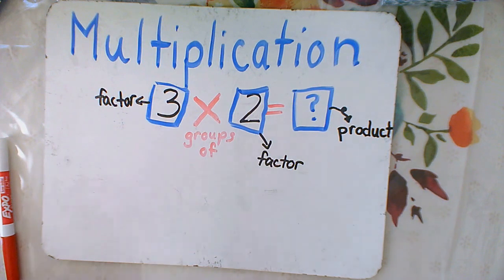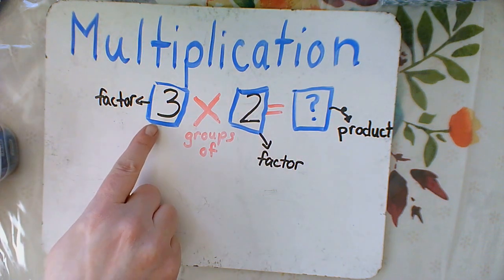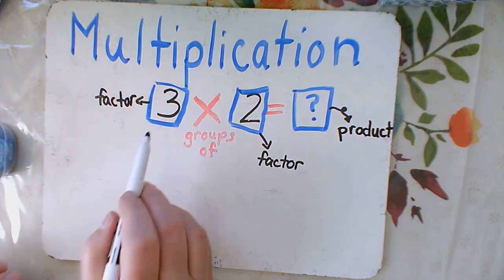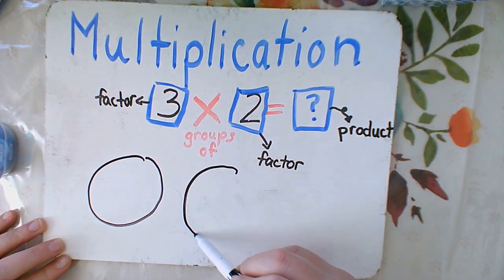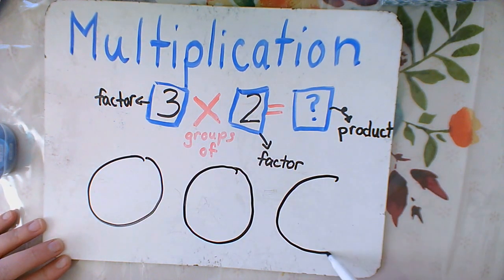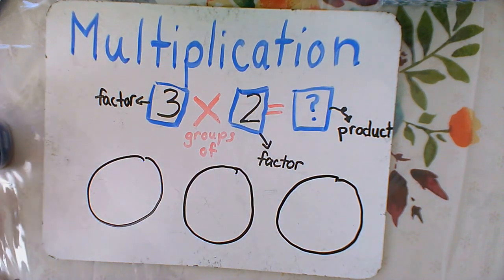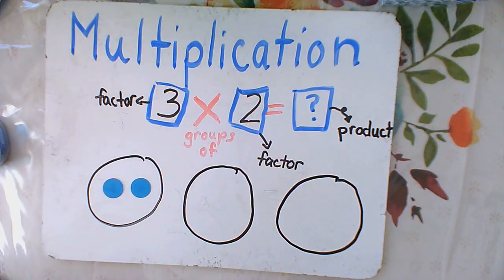Now, to figure out the answer, we're going to be using some objects in our home today. But I'm just going to use some counters right now to quickly show you how multiplication works. So if I look at my equation, 3 groups of 2, that means there's going to be 3 groups. So I'm just going to draw some circles for the groups. And there's going to be 2 in each group. So I'm just going to put 2 counters into each group.